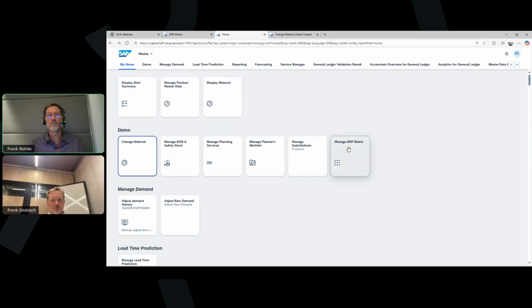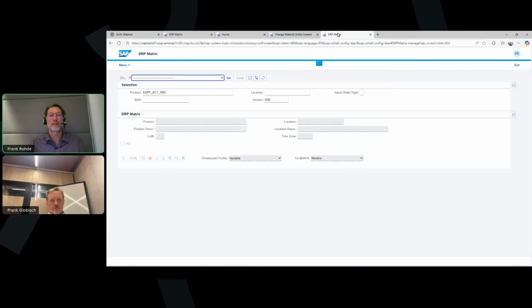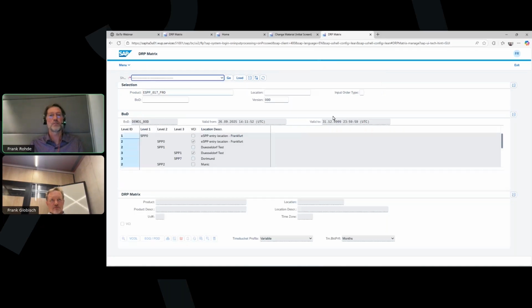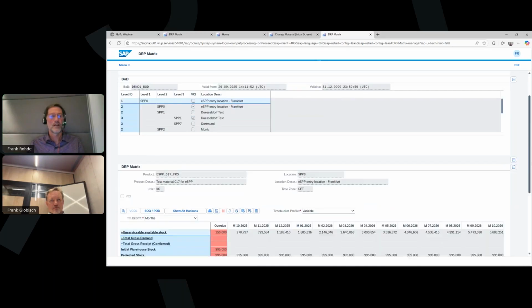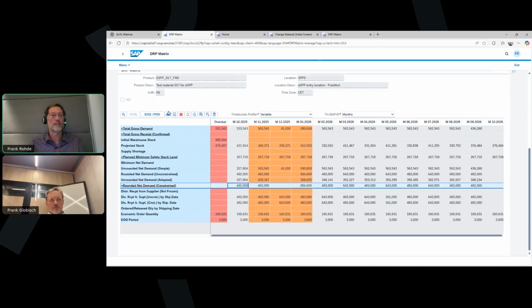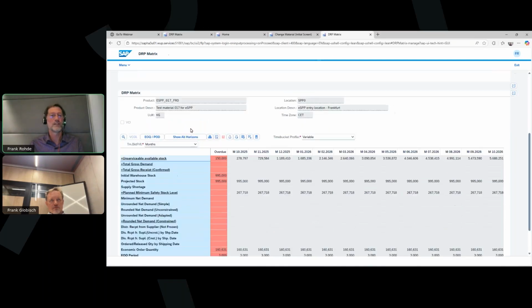Saved, and now we simply execute and run the DRP matrix again. For that product, we push the go button and go to the entry location. Compared to the earlier DRP matrix, we now have an additional key figure: unserviceable available stock. Just by activating it, the system noticed that it needs to look into a different storage location where my unserviceable parts that I can repair are lying.